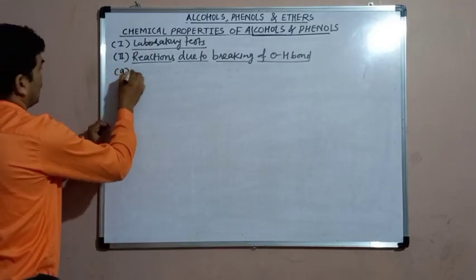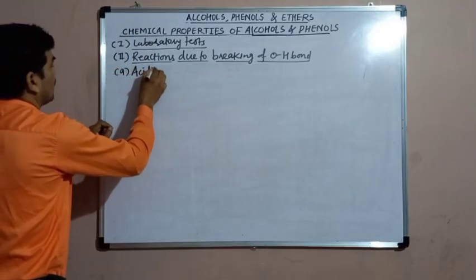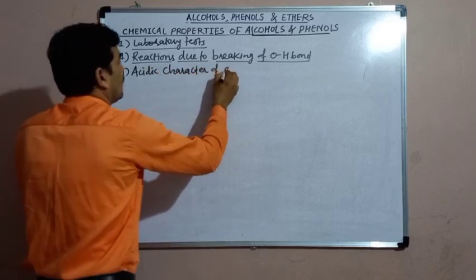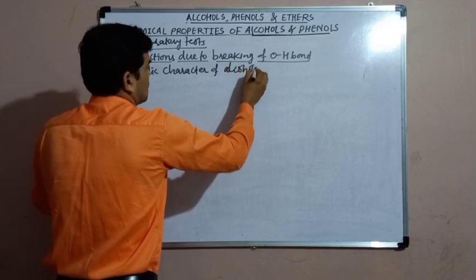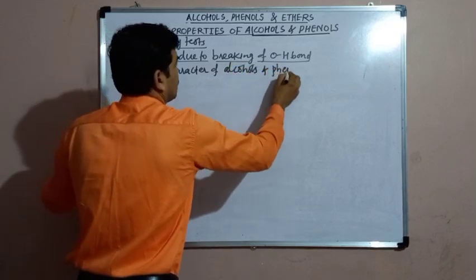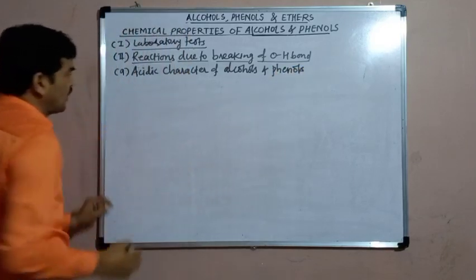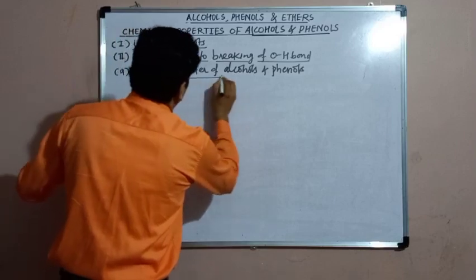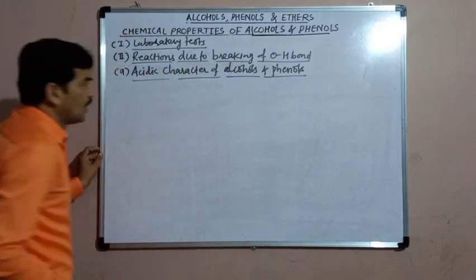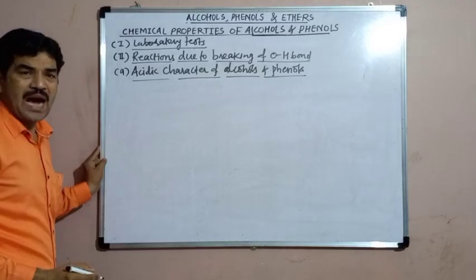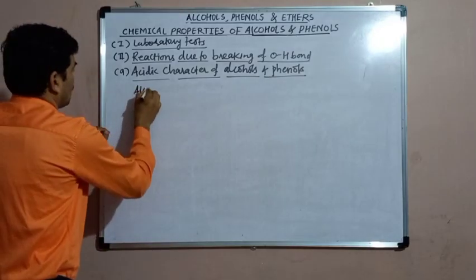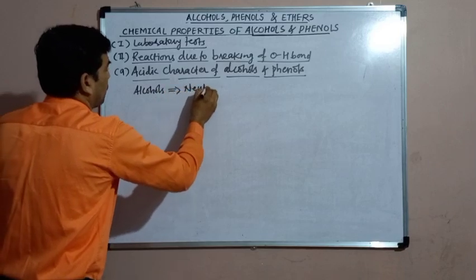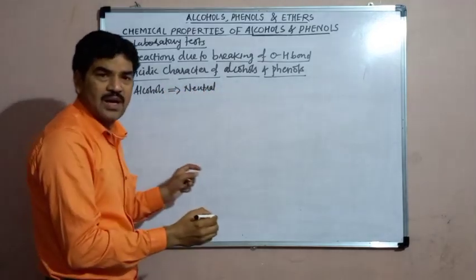Here, acidic character of alcohols and phenols. Acidic character of alcohols and phenols. The alcohols are almost neutral. Alcohols are almost neutral in aqueous medium.